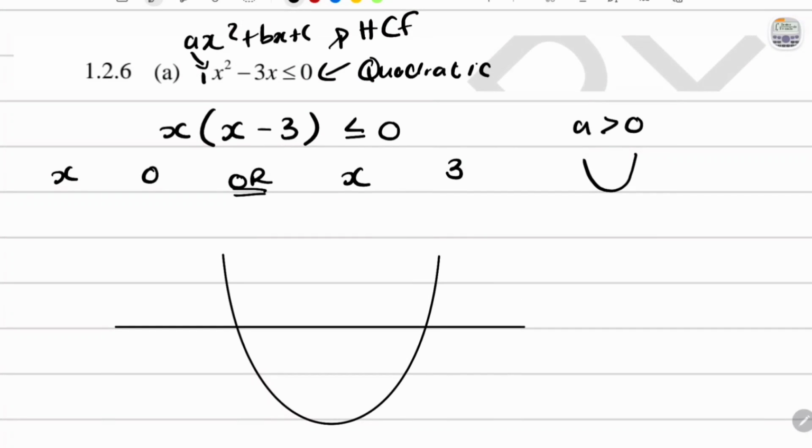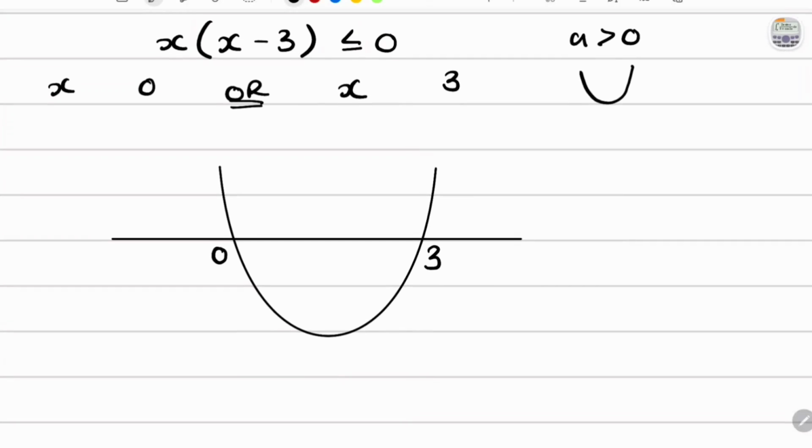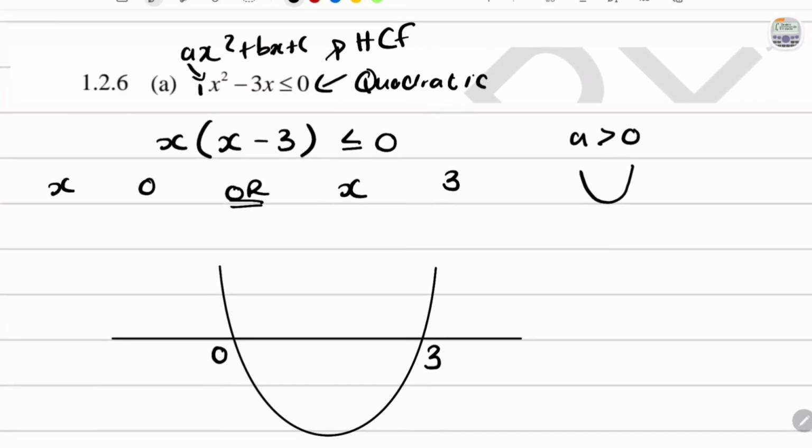And we can put down our critical values now. So the first critical value we'll put down is the 0, because it's the smaller one, it goes to the left, and then we have the 3. Okay, now that we have our critical values down, let's go ahead and solve for this inequality.